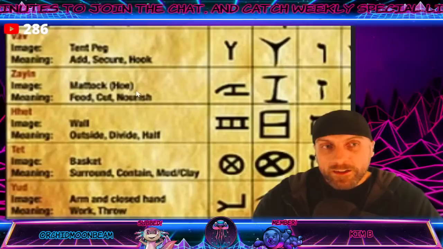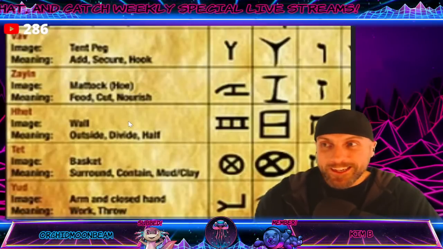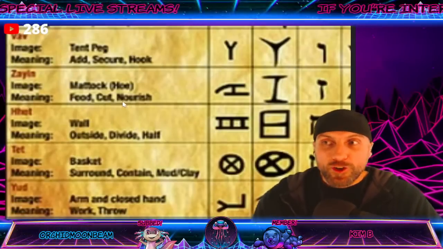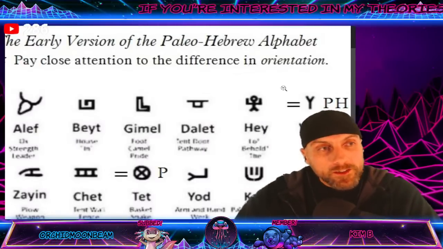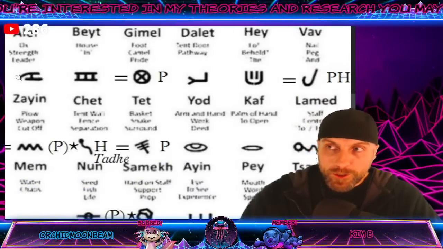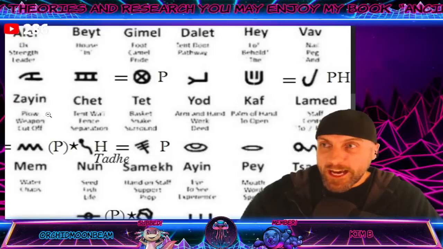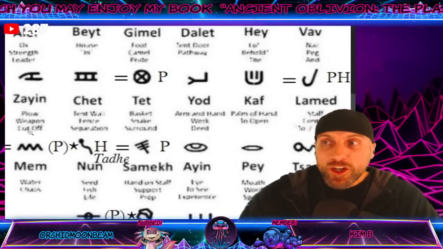Now, over here, it says ho. Might not be what you're thinking if you're from the 90s. Food, cut, nourish. This is interesting. Let's look at some other examples of it. So let's find Zayin. Here it is over here. You can see that top portion curves downward again. Plow, you see that? Plow, weapon sometimes, and then cut off.